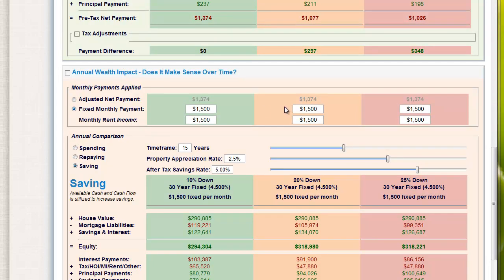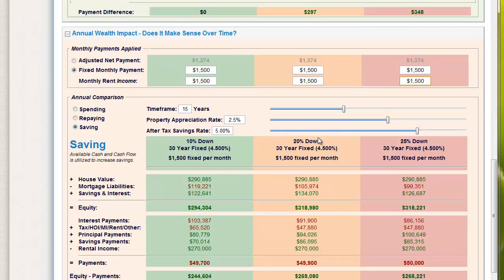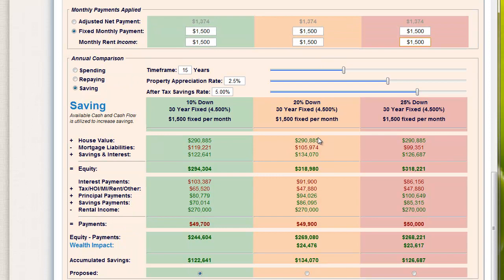I can say I'm going to pay $1,500 a month on each property, and I'm going to rent the property for $1,500 a month. By putting that in, it's actually going to show me making a $1,500 payment and getting a rental credit of $1,500 a month, and I can go through and look at these side by side. This is going to go through and do over 15 years an analysis that says, well, your house value is going to be the same in all three situations.